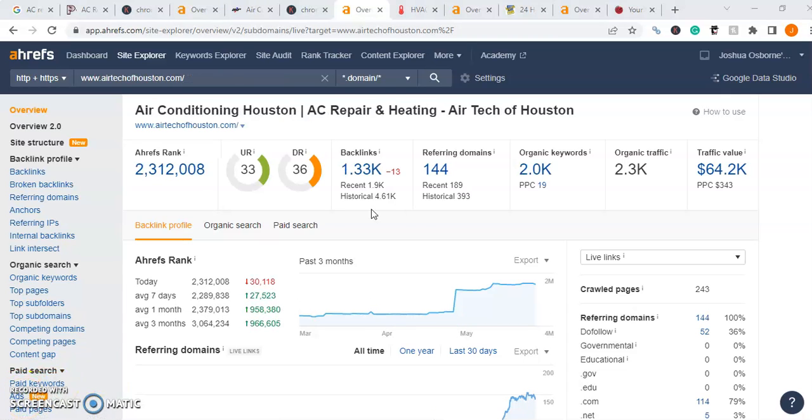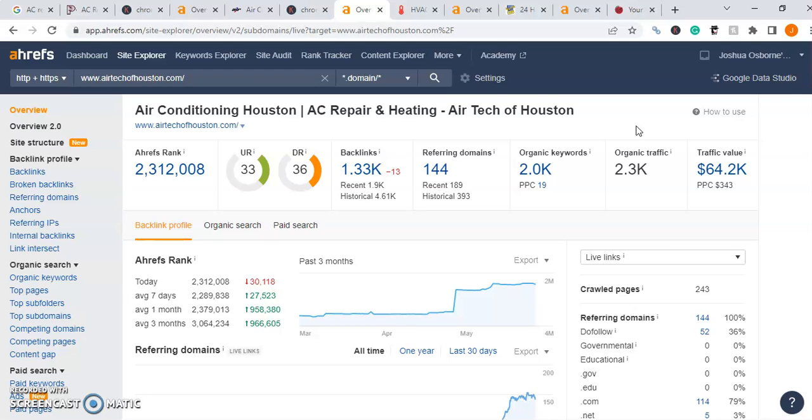So here we have AirTex of Houston again with a 33 UR, a 36 DR, puts them in the top 100 for 2,000 keywords, and they see about 2,300 users every single month. Another important stat to look at is the traffic value stat, $64,000 a month, and the way that's calculated is by where each user comes from and the buyer intent assigned to that keyword.